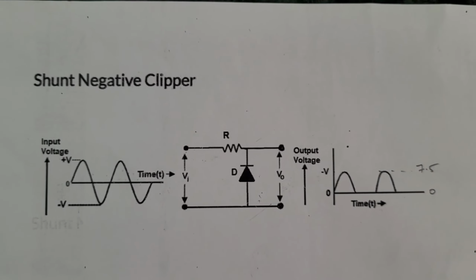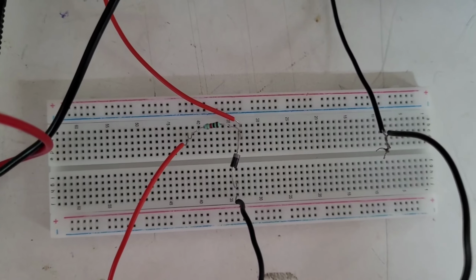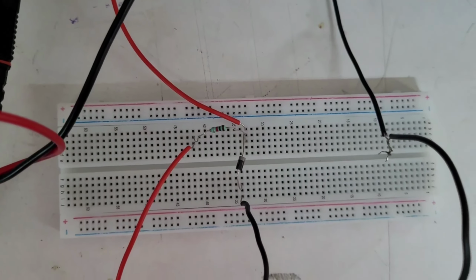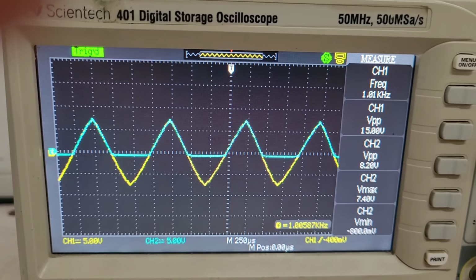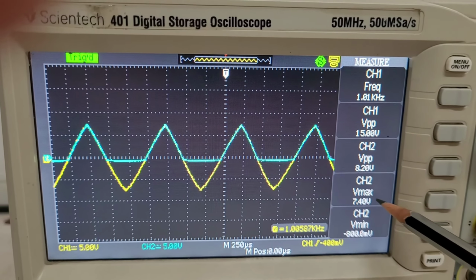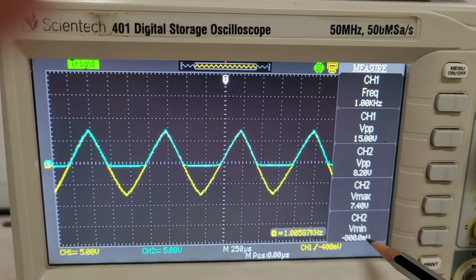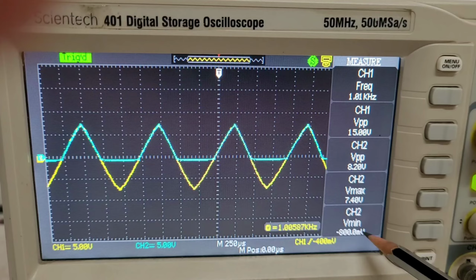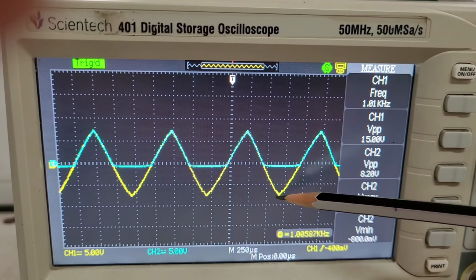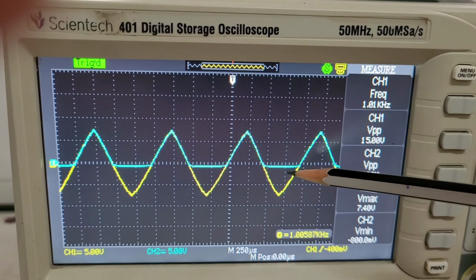Let's implement this circuit and observe the waveforms. The circuit connections are like this. The only difference is the diode is made reverse biased. Observing the waveforms, we can see the V maximum of the output is 7.4 and V minimum is minus 800 millivolt, that is 0 volt. So in this way this circuit is clipping the negative portions. It is named shunt negative clipper, as the diode is connected in parallel to the input.